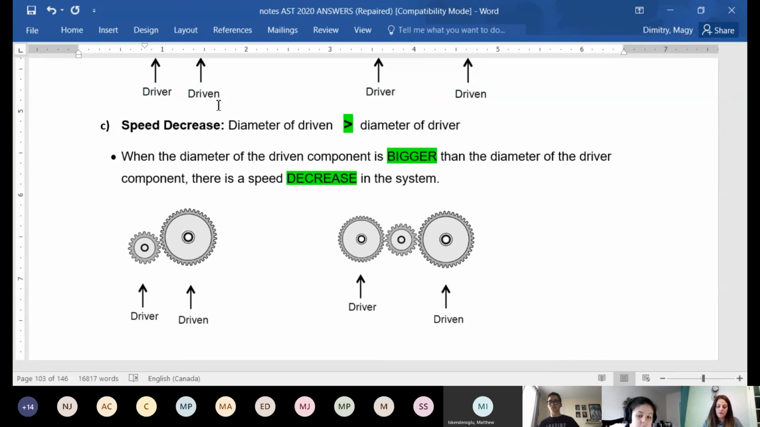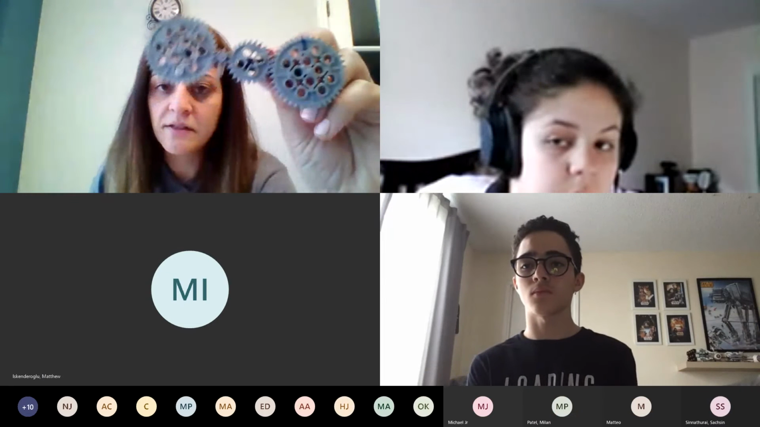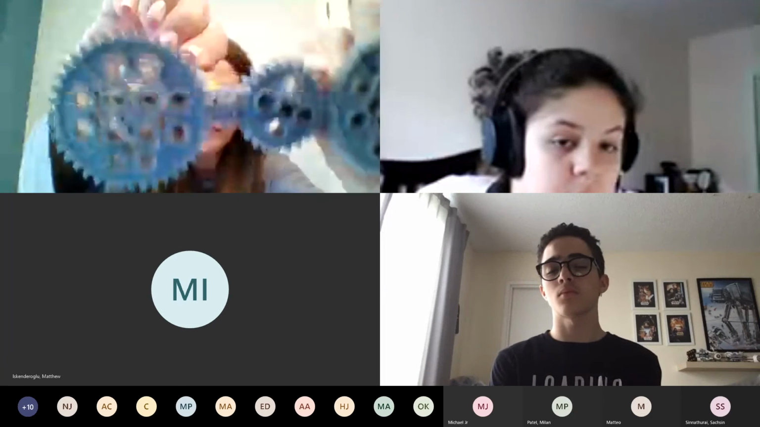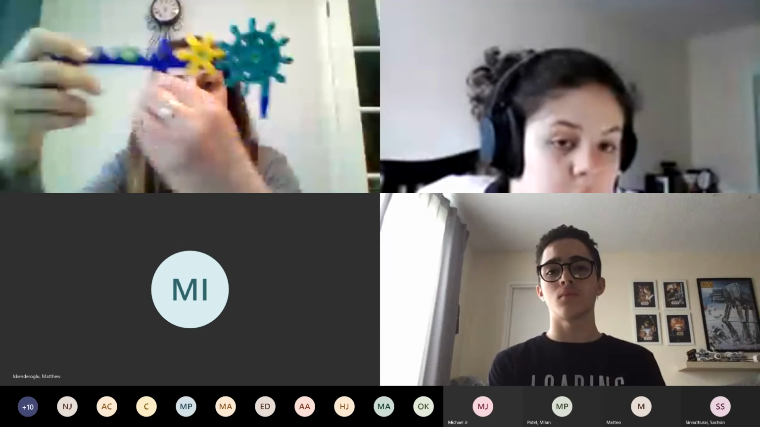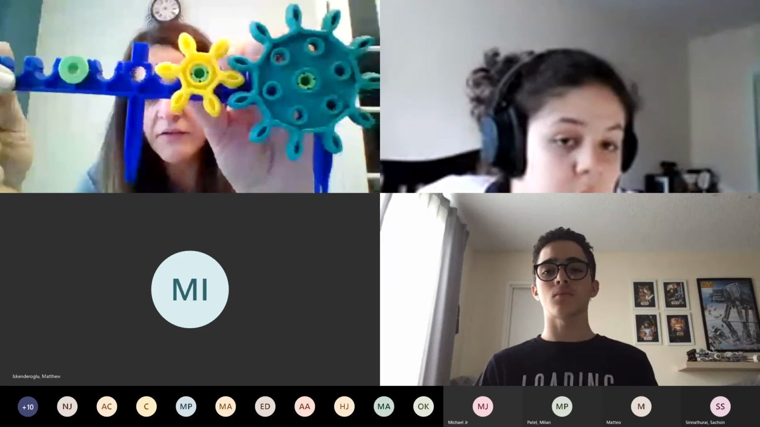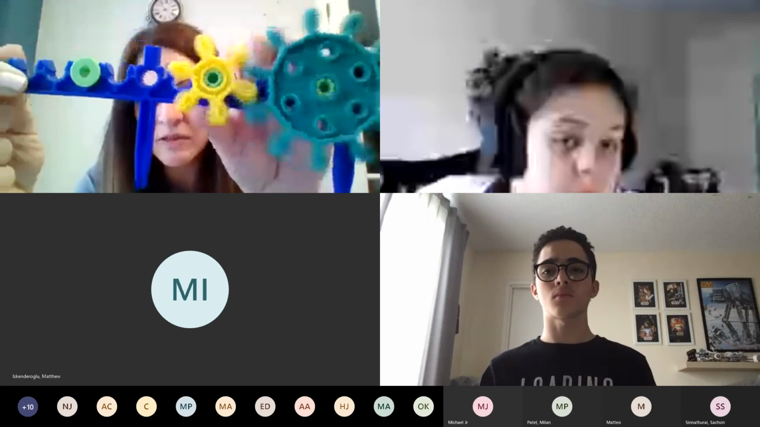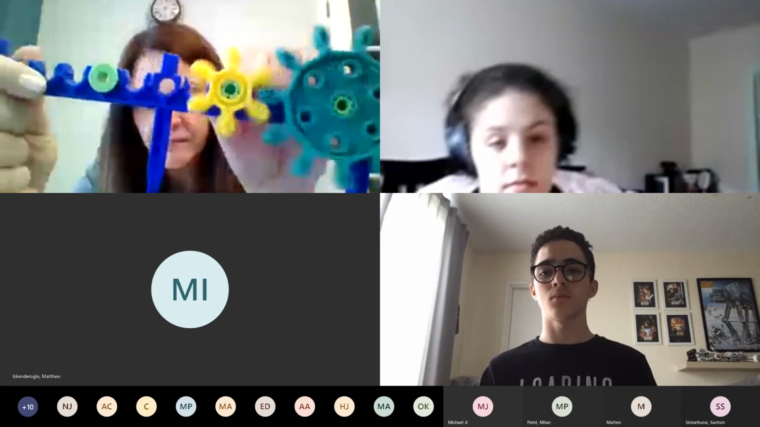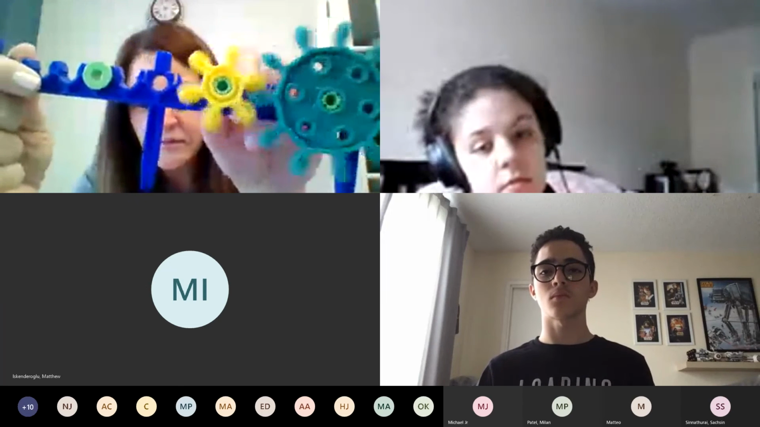Okay. So let me just show you once again. Watch here. If my driver here, I'll use this one, it's a little bigger. Watch here how when I spin the driver, like the yellow one now becomes a driver, it's smaller. The green one's a lot slower.